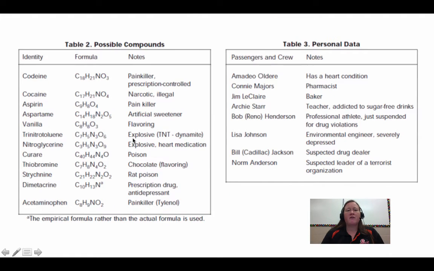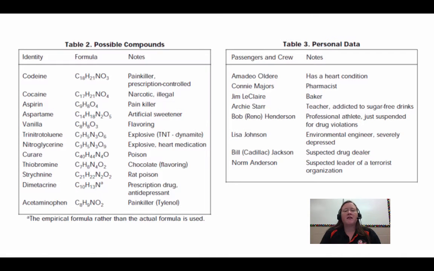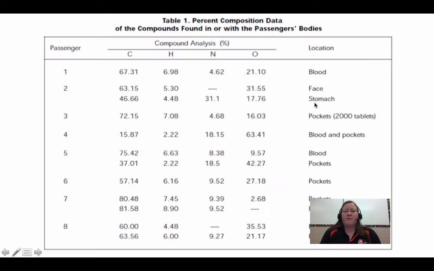So going back to the original scene of the crash, the explosion material is TNT. It has been found. It is on site, and this is the chemical analysis. This is the other information that's given. The passengers and crew, there are 8 of them, and data has been collected. Substances were collected, sent to the lab.